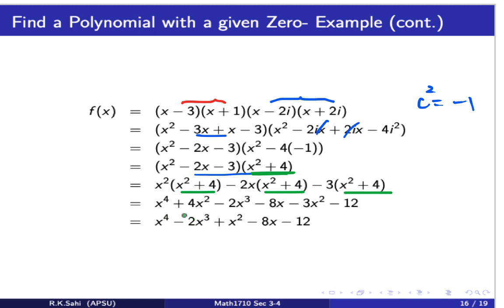And then we just gather the like terms. There are only 2 like terms, only the x squareds. The rest are on their own. So we get the final answer to be x to the 4th minus 2x cubed plus x squared minus 8x minus 12.